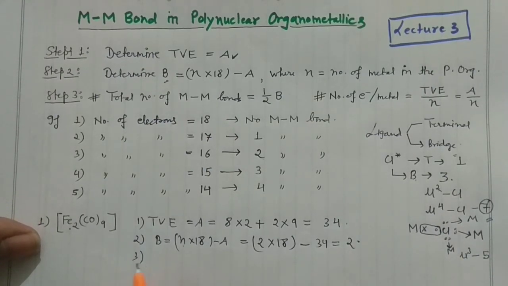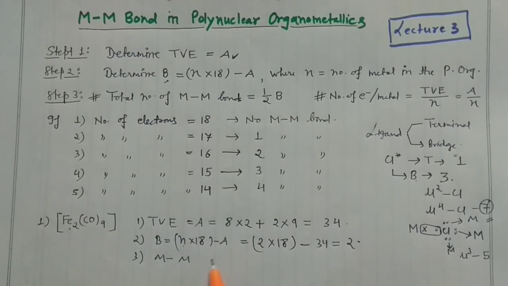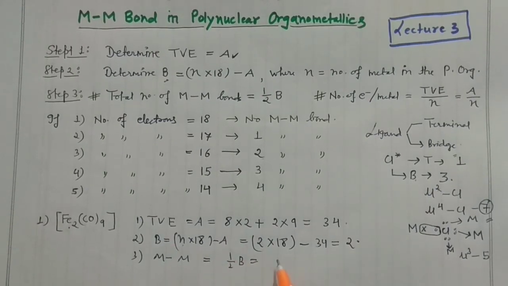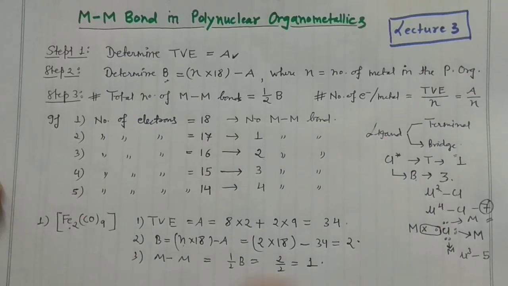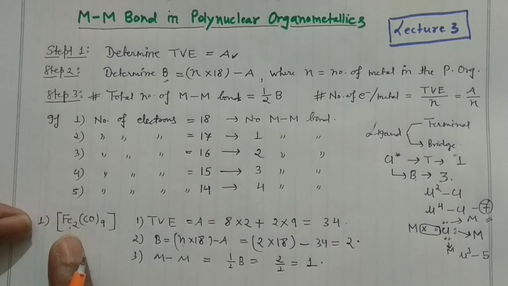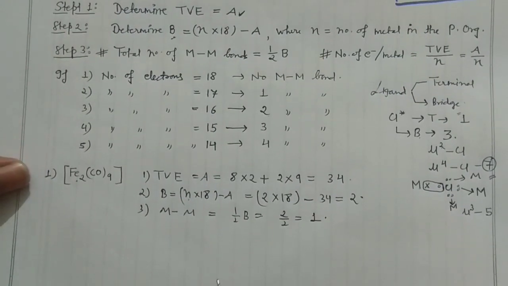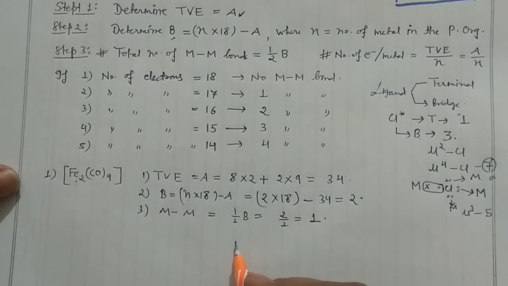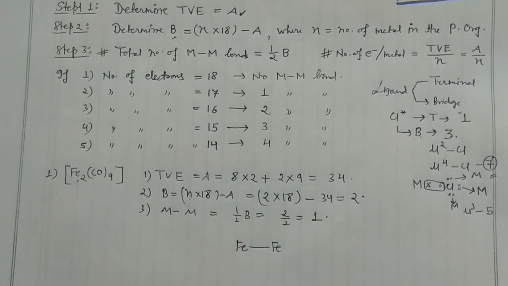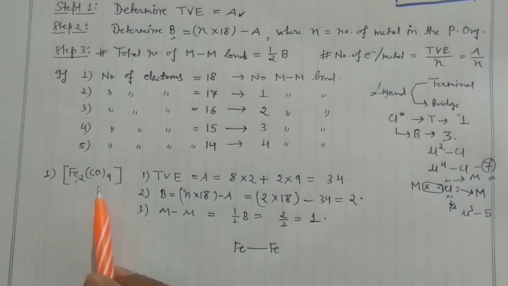And if you want to determine the M-M bond, in this case the Fe-Fe bond, then this should be half of B. Half of B means 2 by 2, that will give you 1. So in that case, one iron-iron bond is present. Okay, and if you want to know the structure of that compound, you will straightforwardly write an iron here, and another iron here, and connect them. Now you have to put these 9 carbonyls.